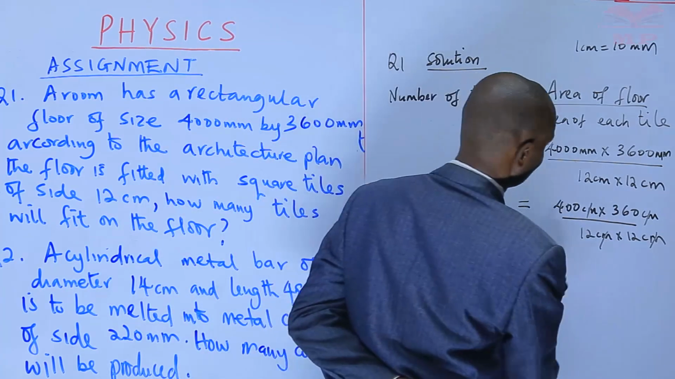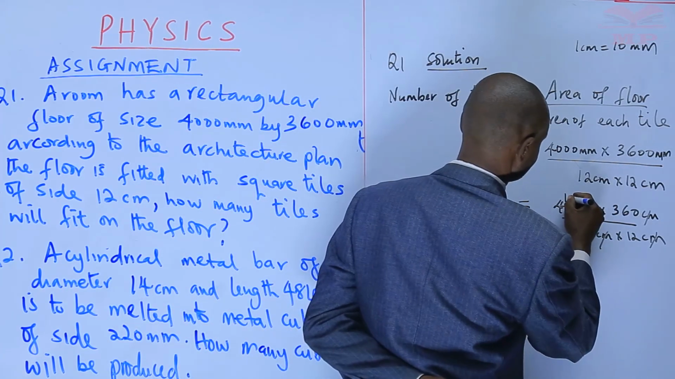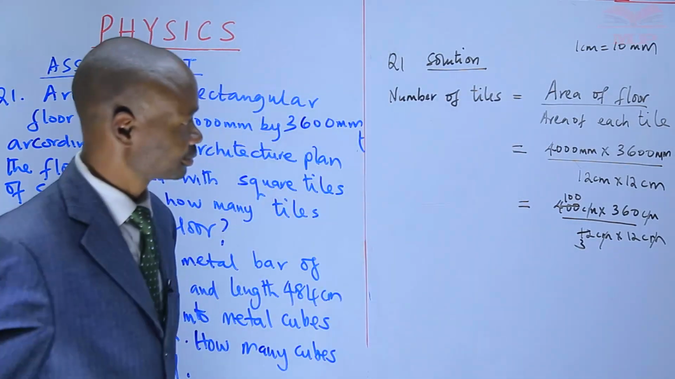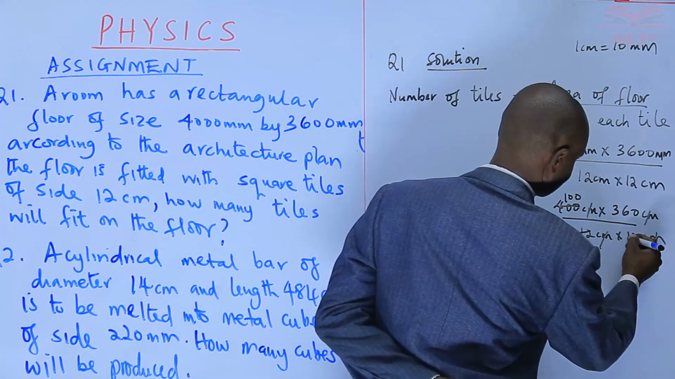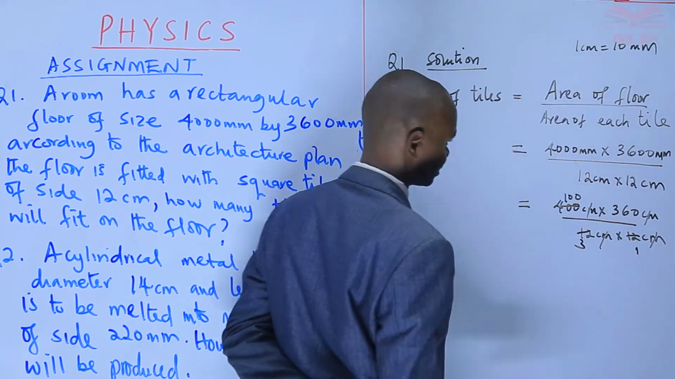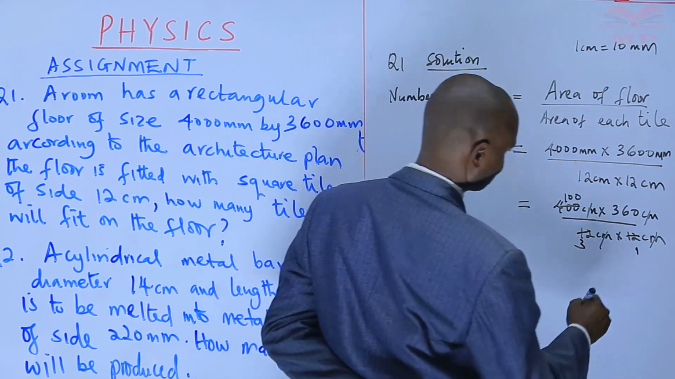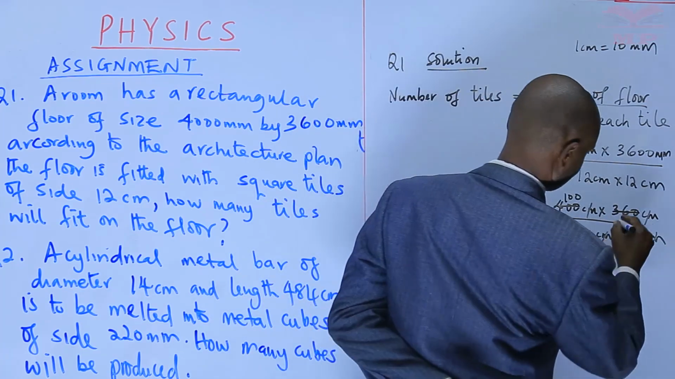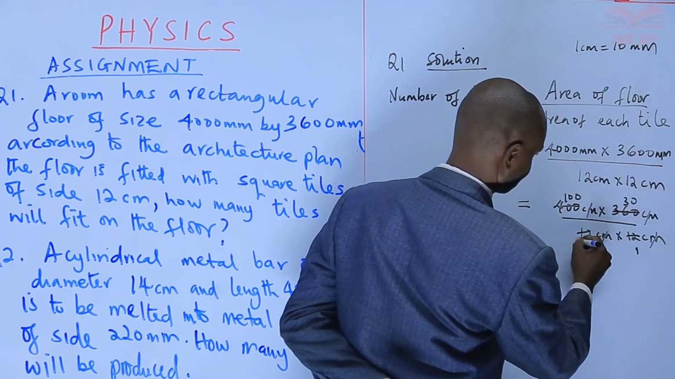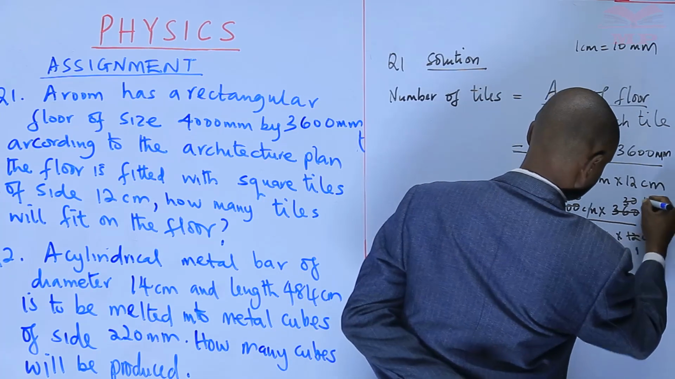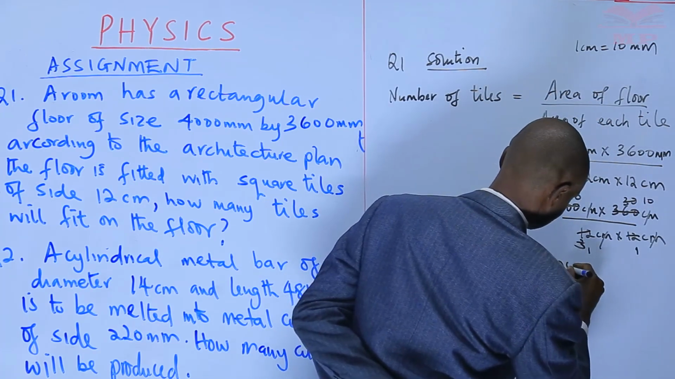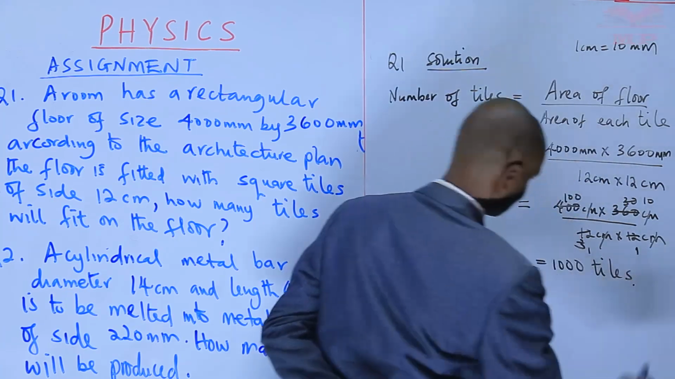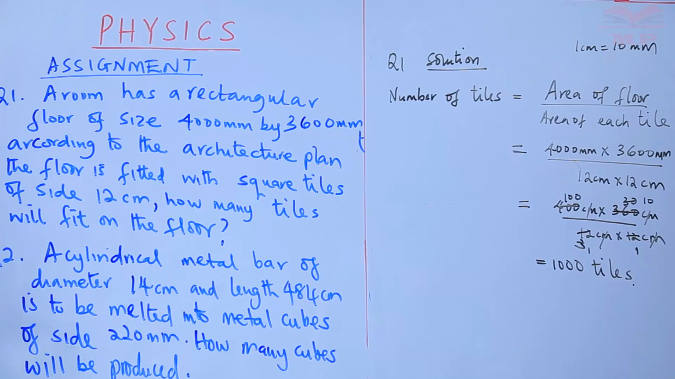So you'll go about it. 4 goes here, 100, 4 goes there. 12 goes there. And 12 goes here. 12 goes there, 30. 3 goes there, 10. So you end up having 1,000 tiles. That will give you the answer.